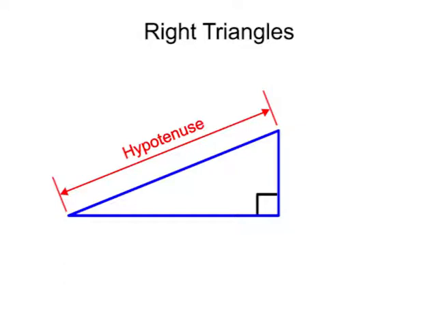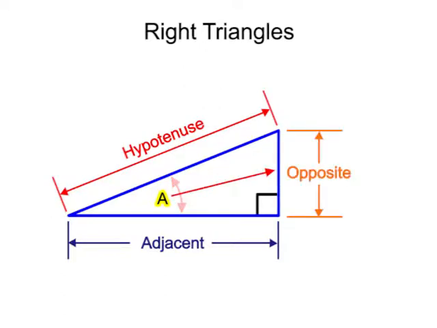The term adjacent identifies the side next to the angle that's not the hypotenuse. The term opposite identifies the side across or opposite from the angle. The terms opposite and adjacent can apply to different sides of the triangle depending upon the angle in question.